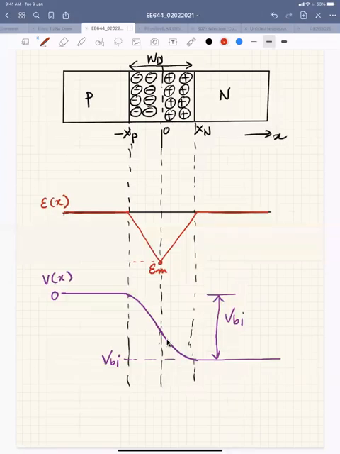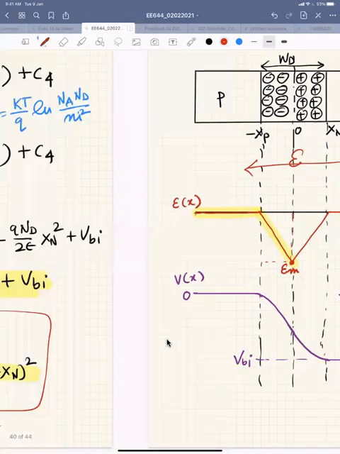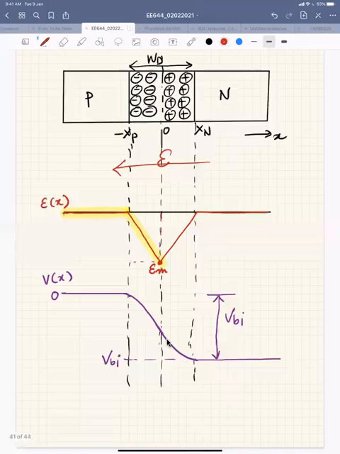so your electric field at this point is 0 because this is the neutral region. I'm going from left to right, then I have a negative electric field, because the electric field direction is from right to left. So the field will be negative. This is my edge of the junction, this is my junction region here.